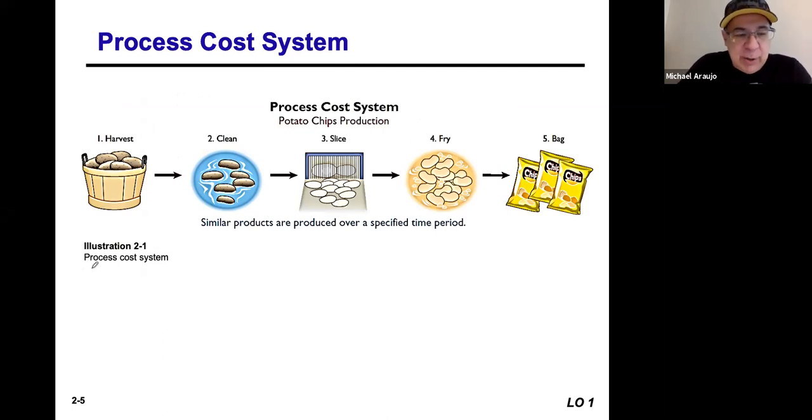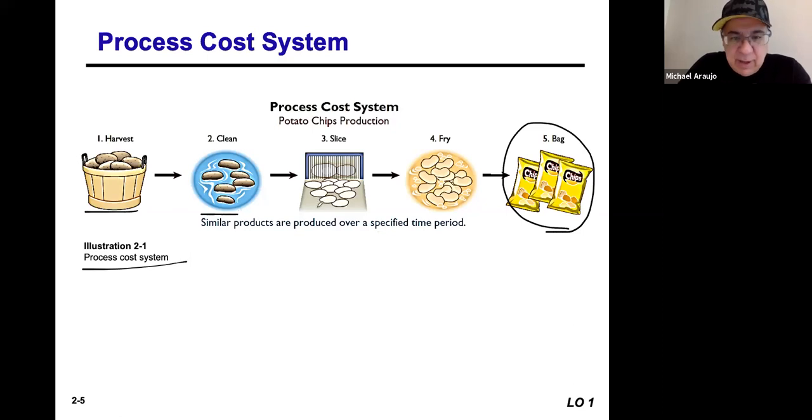So notice that in the process cost system, potato chips are all similar products. At the very end, you're going to have a bag of potato chips. It starts as potatoes, you clean them, you slice them, you fry them, and then you put them in a bag. So basically, a potato chip production company would be perfect to use the process cost system, because it's a very neat, clean process, and it's all the same product at the end.